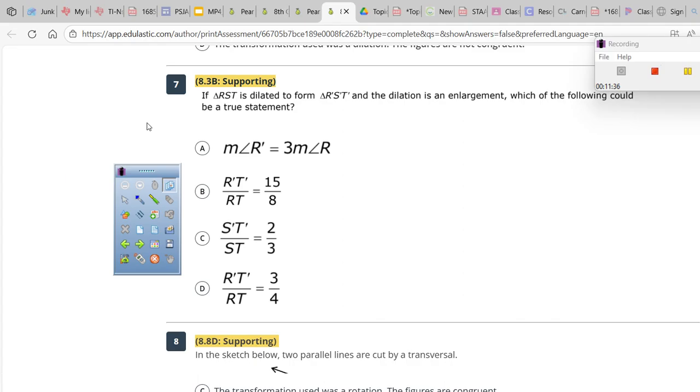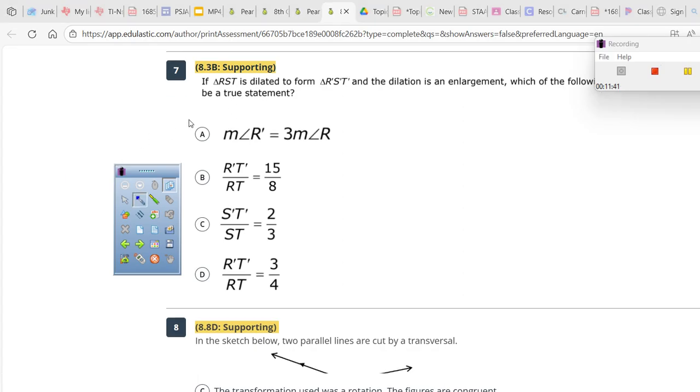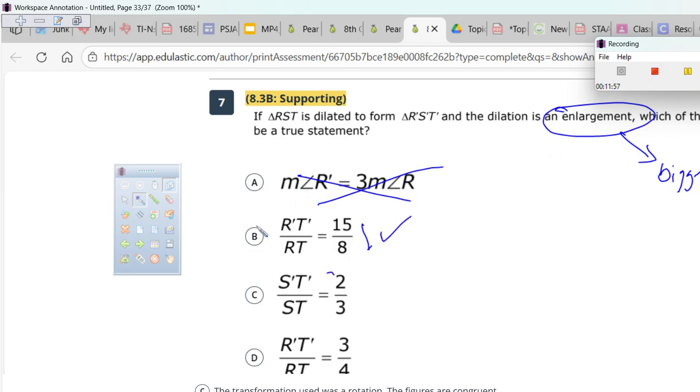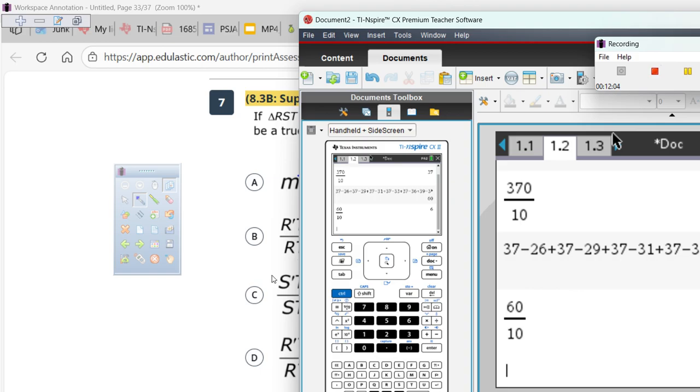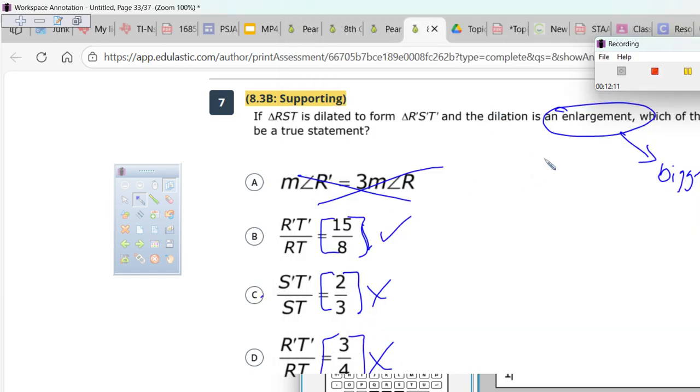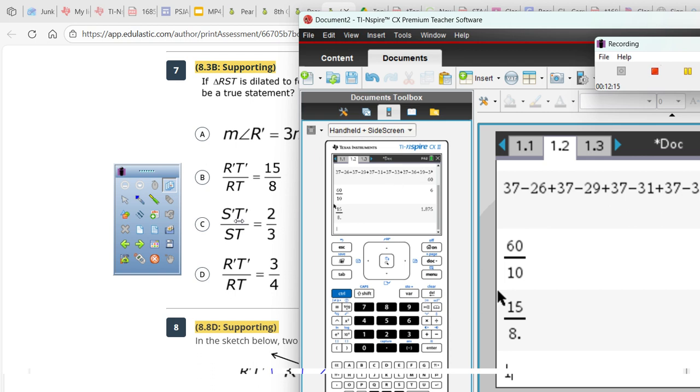Dilation means to multiply. Dilation does not change the angle, so that one is wrong. Enlargement means to get bigger, which means the scale factor is bigger than 1. This one is not bigger than 1, so it does not check out. This one is bigger than 1. Put it in the calculator: 15 divided by 8 is 1.87. Once it's an enlargement, the scale factor is bigger than 1.